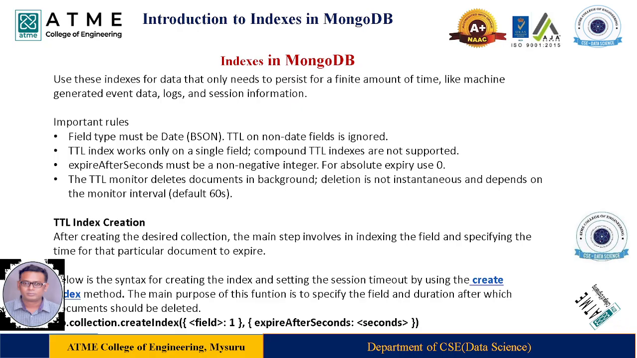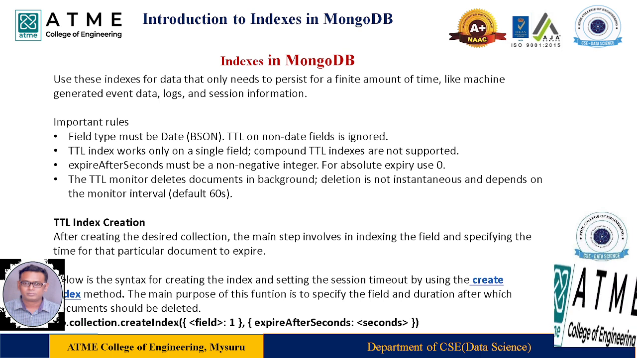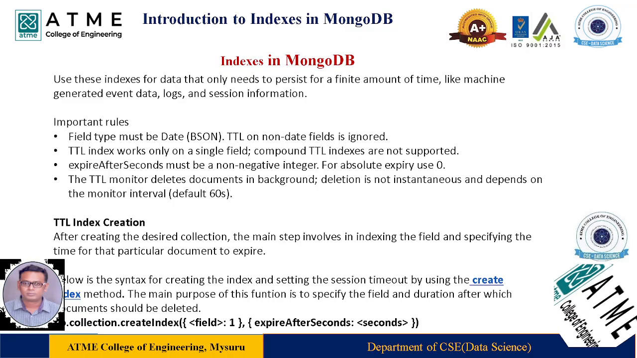So basically, these are the rules. Use these indexes for data that only needs to persist for a finite amount of time, like machine-generated event data, logs, and session information. So important rules for creating TTL indexes: the field must be a date. TTL on non-date fields is ignored. TTL works only on a single field. Compound TTL indexes are not supported.